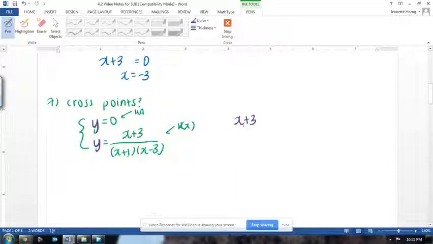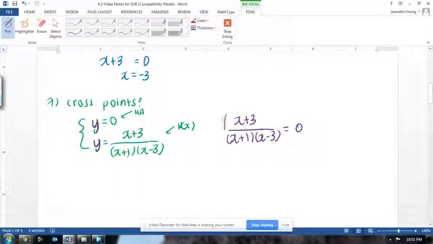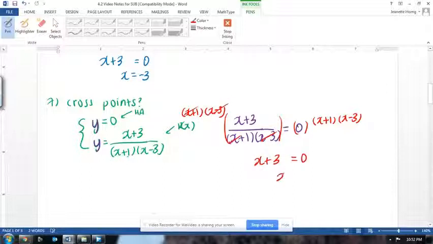So you'll say x plus 3 over x plus 1 times x minus 3 equals 0. Will this ever have an answer? This might feel familiar because we actually just solved an equation like this. So I'm going to get the denominator out here by multiplying both sides by this. This will cancel out over here. This turns into 0, and I actually do get an answer here. X equals negative 3, right?